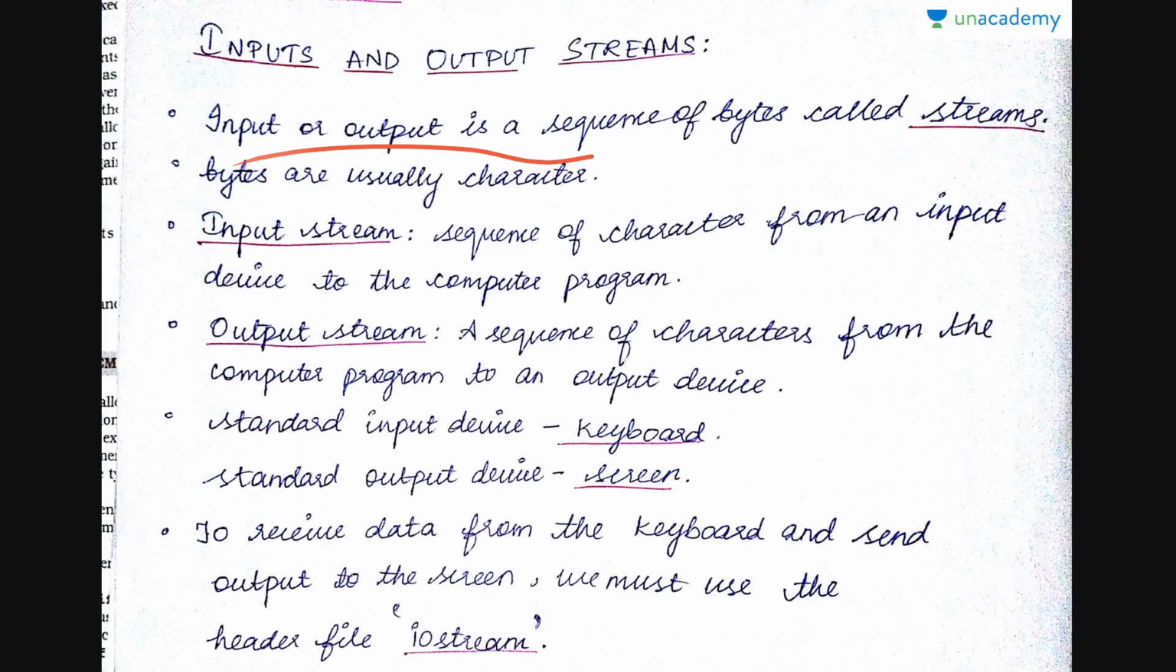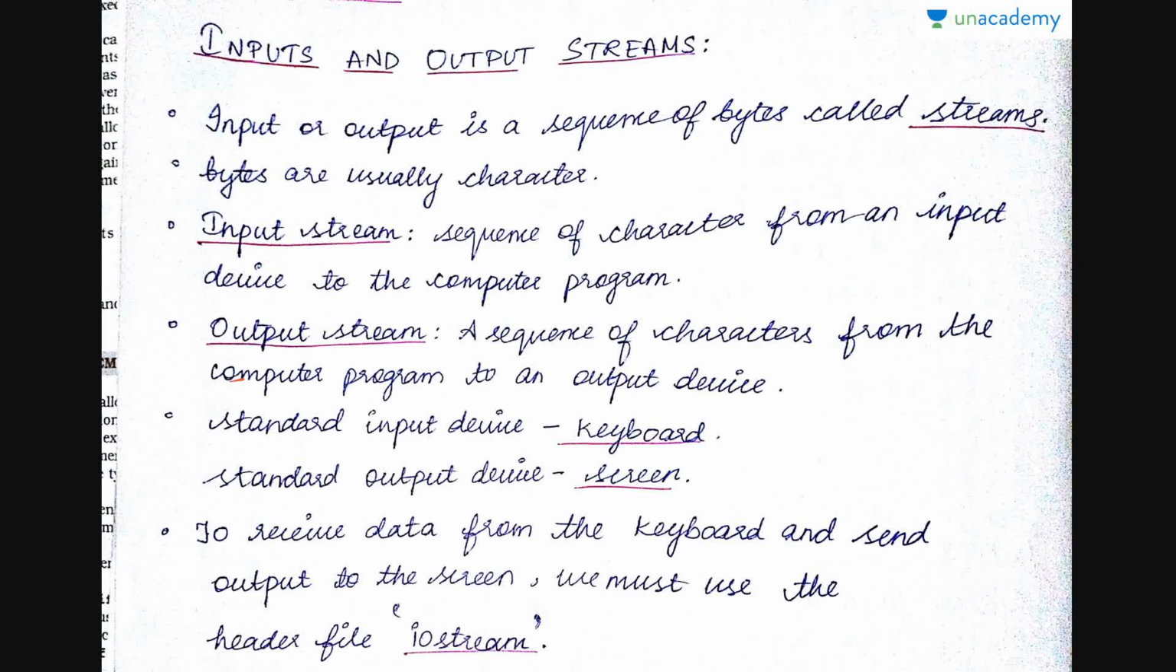Input or output is a sequence of bytes called streams. So a stream is nothing but a sequence of bytes, and the bytes are usually characters. Streams are of two types. One is the input stream and the other is the output stream. An input stream is a sequence of characters from an input device to the computer program. Input is what the user gives to the device, right? Hence we say from an input device to the computer program.